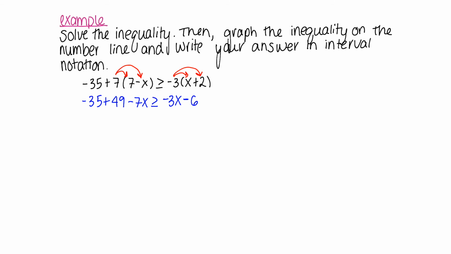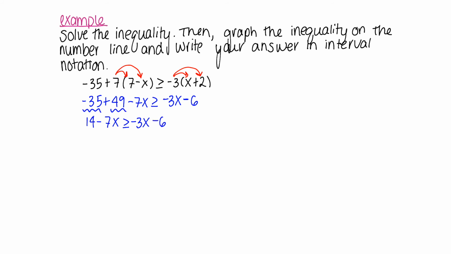On the left-hand side, there are some like terms that can be combined. So negative 35 and 49 are like terms, and those can be combined together. You should get 14. So negative 35 plus 49 is the same as 49 minus 35, which will give you 14. Minus 7x is greater than or equal to negative 3x minus 6.